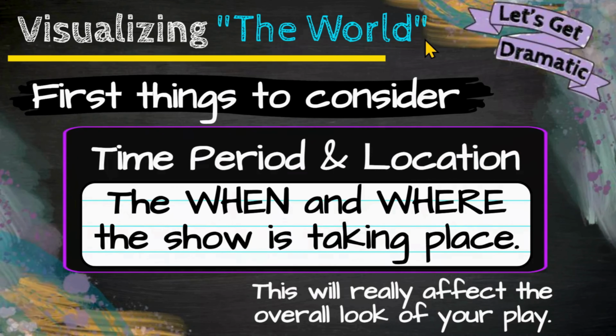All right, visualizing the world. First thing to consider is the time period and location. And here's that note paper graphic. So this is one of the notes you would write down. I won't remind you every time, but I just want to point it out on this first one. The when and where the show is taking place. This will really affect the overall look of your play. I'm going to move on, but if you need to pause to finish writing the note, feel free, or also you can come back if you need to.